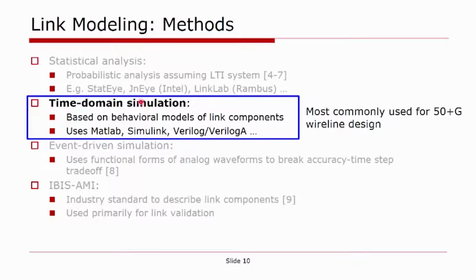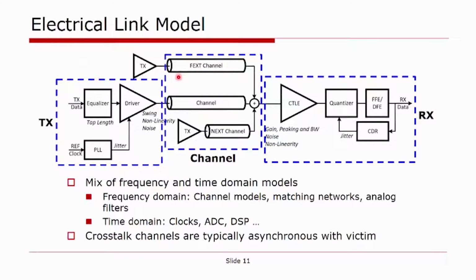So in this presentation, I'll focus mostly on the time domain simulation, since that's what's used by most designers, especially in the 50 plus gigabit per second regime, where it's very important to account for non-idealities such as component non-linearities, and the bit rate targets are relaxed to the point where a full time domain simulation of the link is indeed feasible. So let's look at what some of those time domain models would look like for different components of an electrical link. So here I'm showing a high-level overview of the different components in an electrical link. And broadly, they can be divided into three categories.